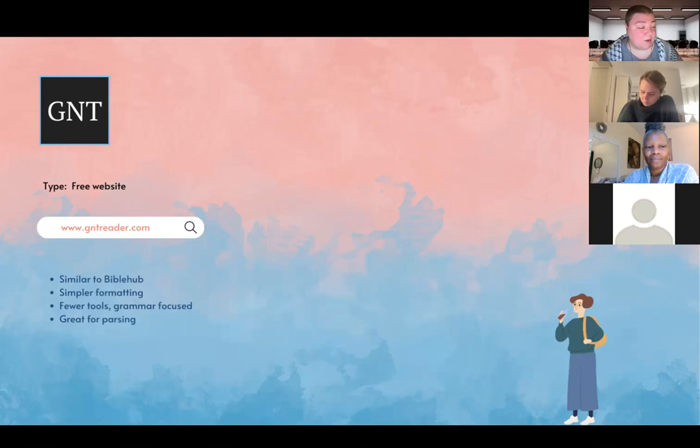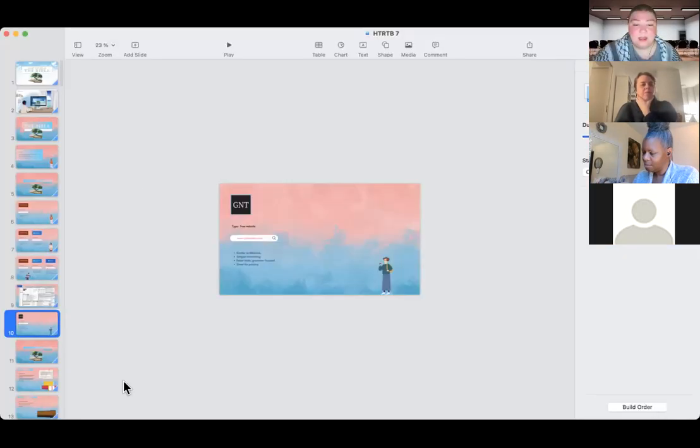Another free online resource you can use is called gntreader.com. This is a website with a very simple layout. It's very user-friendly. It is good if you want to deep dive into the grammar of the words in the text. Again, similar to what Bible Hub does, it's just formatted a little bit differently. So let's go and have a quick visit to GNT Reader.